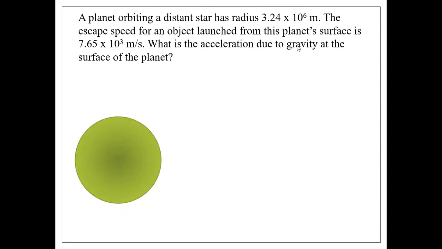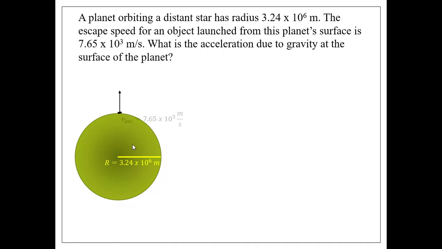All right, so let's go ahead and crack this out. I'm going to draw a sphere here to represent whatever planet this is, and then I'm just going to label what's given to me. Here is the radius of this particular planet, 3.24 times 10 to the 6 meters, given in the wording. And then here is some object from the surface of the planet. It's going to have an escape speed of 7.65 times 10 to the third meters per second. Keep in mind that it wants us to find acceleration due to gravity.